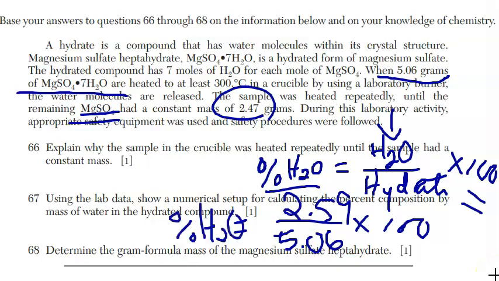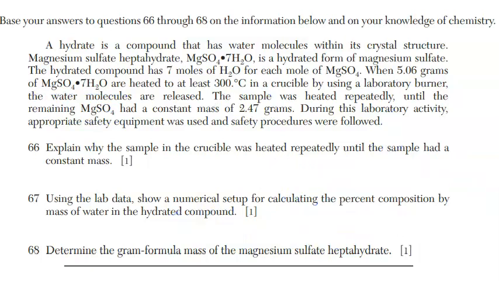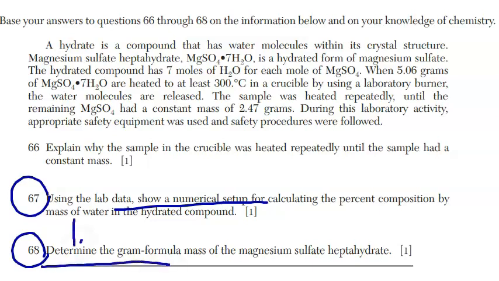Moving on to 68. In 68 now we're going to determine the gram formula mass of magnesium sulfate heptahydrate. This is a great spot to just show you the difference with the math on the Chem Regents exam. 67 was all about showing a numerical setup but not solving for the answer. In 68, now we're actually going to answer this because we're going to determine the gram formula mass. So you're going to put the number on the answer sheet.